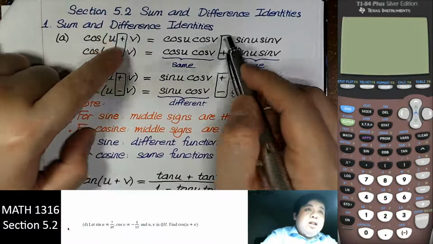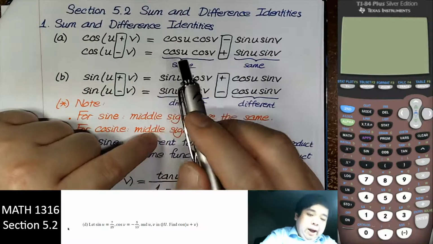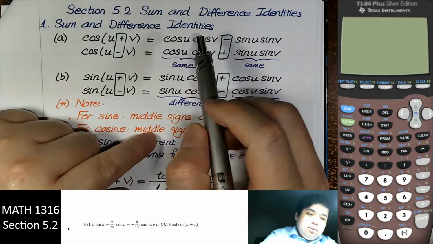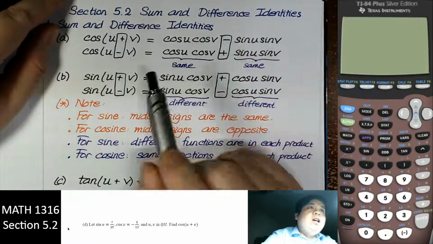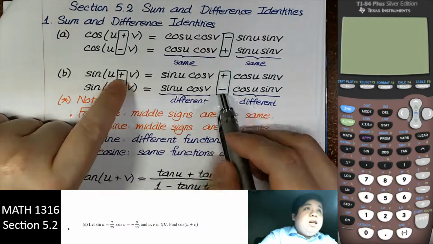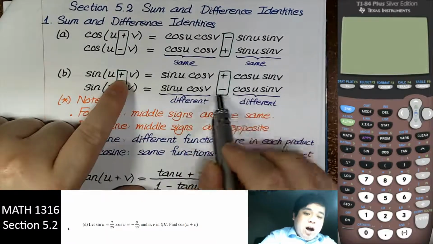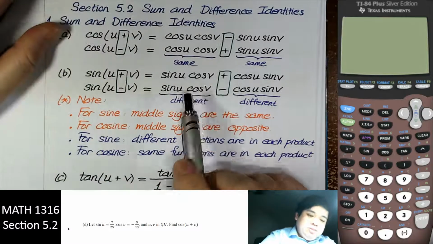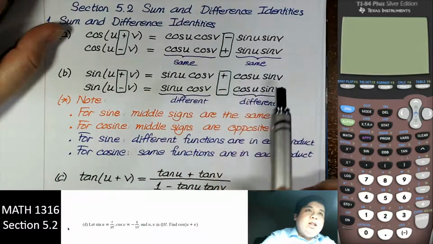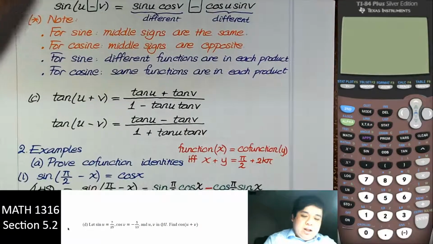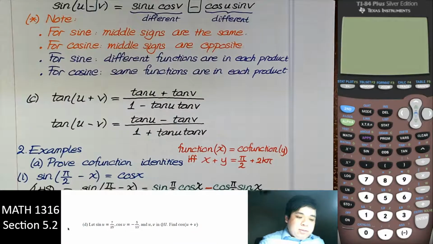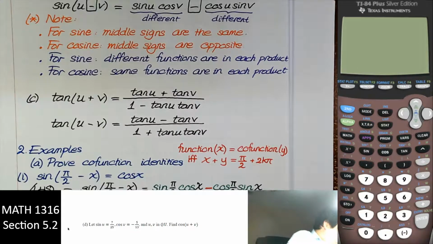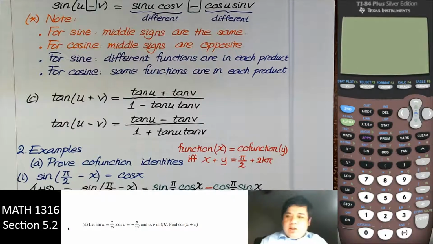For cosine, the sign will be opposite, but the functions are the same: cosine, cosine, sine, and sine. For sine, the signs in the middle are the same, but the functions are different: sine, cosine, cosine, sine, and tangent is that. So let's continue.